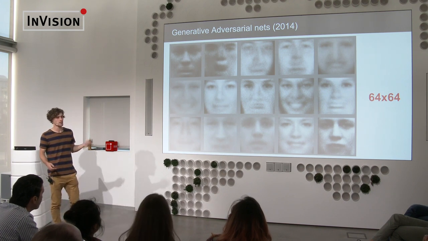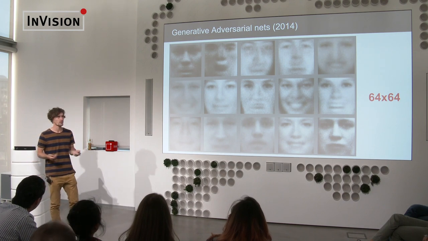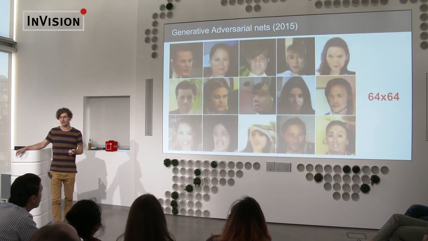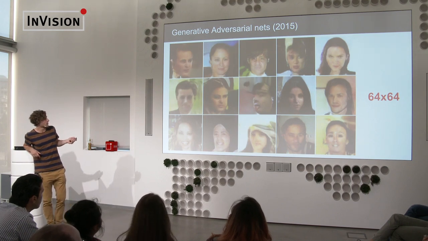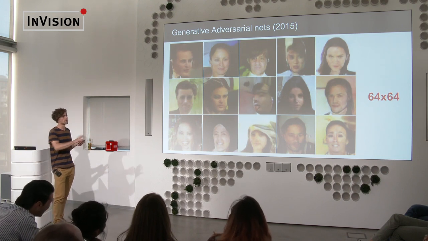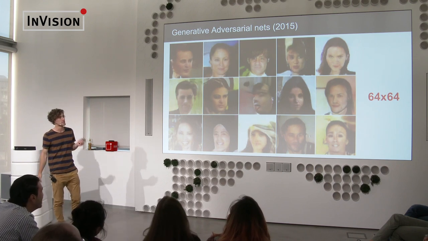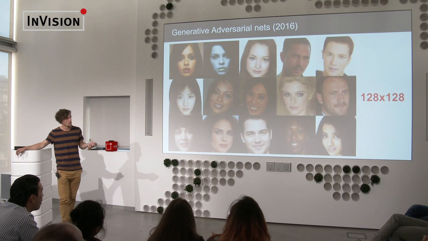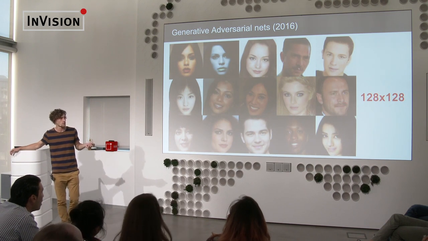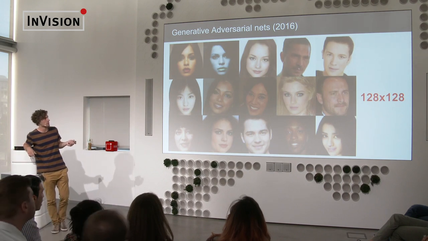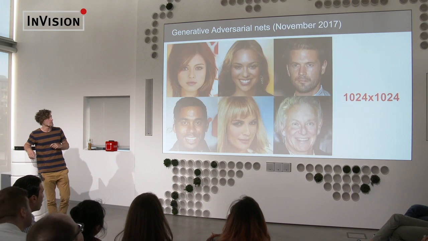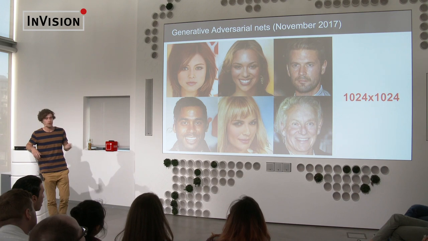Then a research group took on this idea and started improving the technique, and they came up with this paper in 2015. The images are still the same resolution, but they're in color now, and a few of them look a little bit more convincing. Some of them are very strange. I don't know what this guy is doing, but they're a little bit better. So that was 2015. This was a paper from 2016. You can see here the resolution has doubled, so this is 128 by 128 pixels, and these images look kind of convincing. They're a lot better than the previous ones. And now this is a paper from November 2017. The resolution of these images is 1,000 by 1,000 pixels.